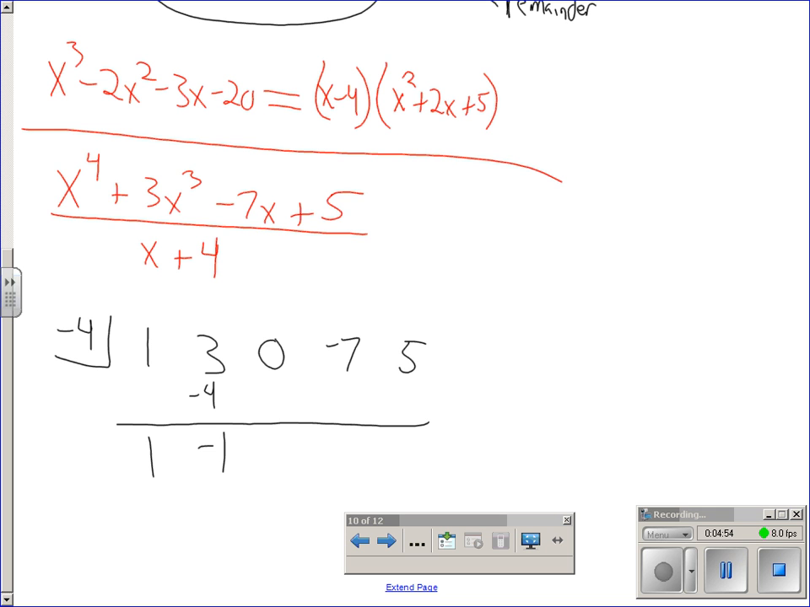Negative 4 times negative 1 is a positive 4. Add those. Negative 4 times positive 4 is a negative 16. Add those, that's a negative 23. Negative 4 times negative 23 is going to be a positive 92. Add those up, 97. So this last number is our remainder.